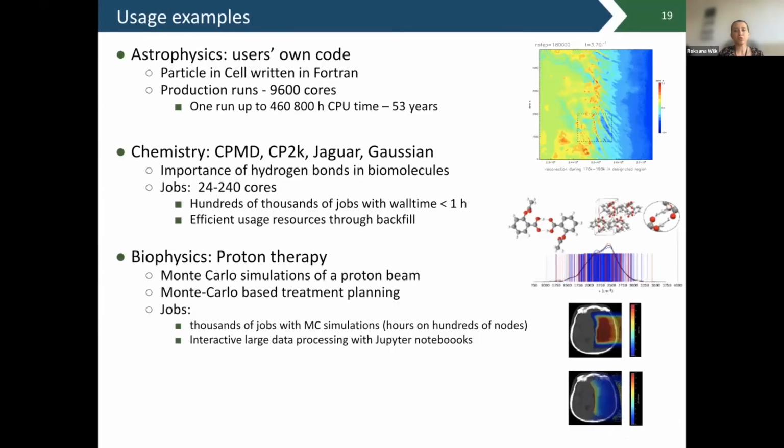And here I wanted to quickly show the use cases. We are hosting PL Grid. So the main scientific disciplines that are cooperating within the infrastructure are astrophysics, chemistry, and biophysics. It's due to the fact that these are the groups that were also involved in the delivery of the infrastructure itself, because when delivering the PL Grid, we were also focusing on the thematic services.